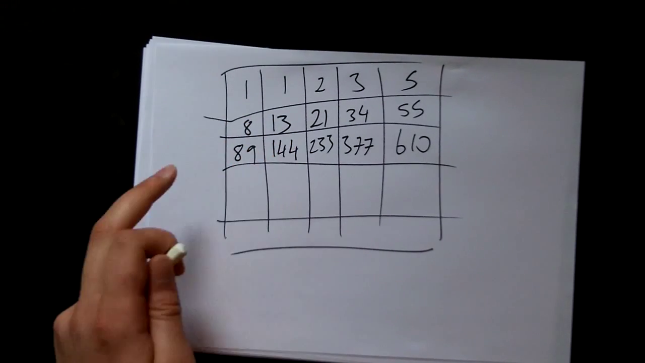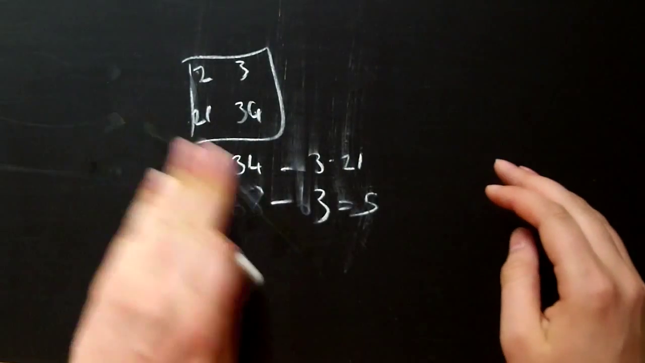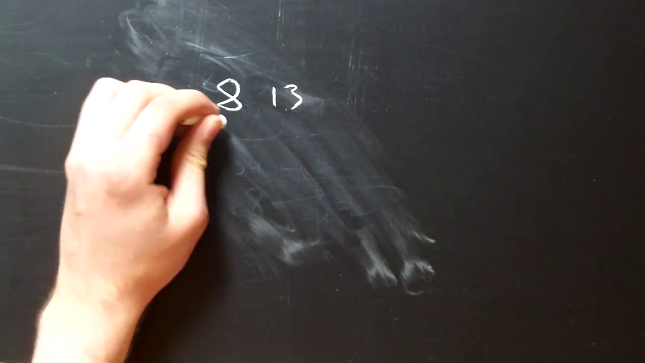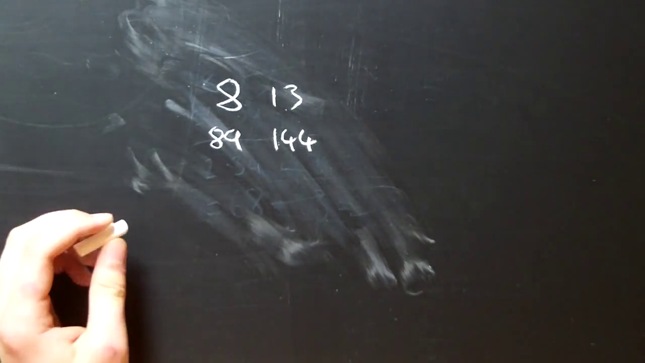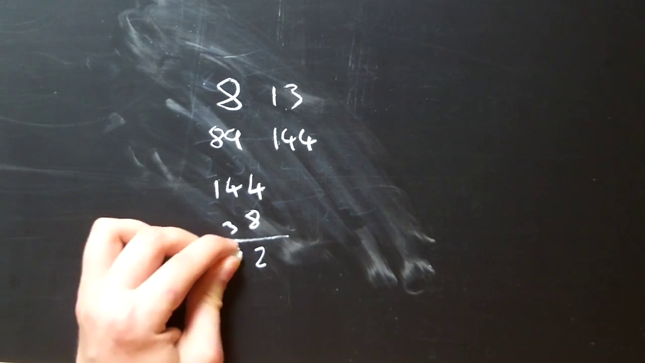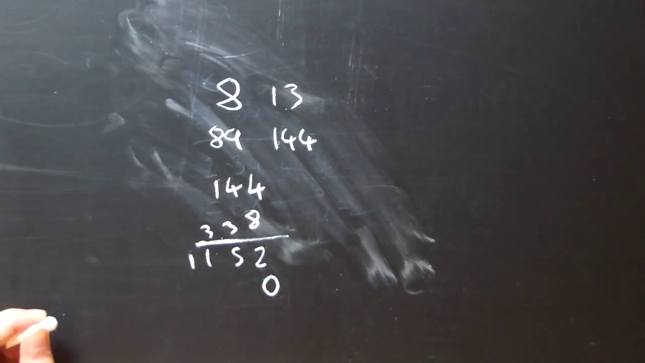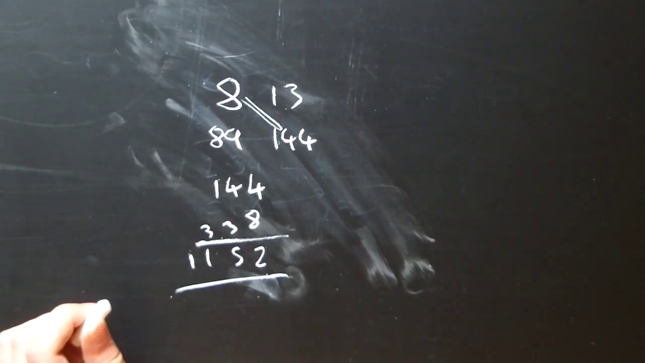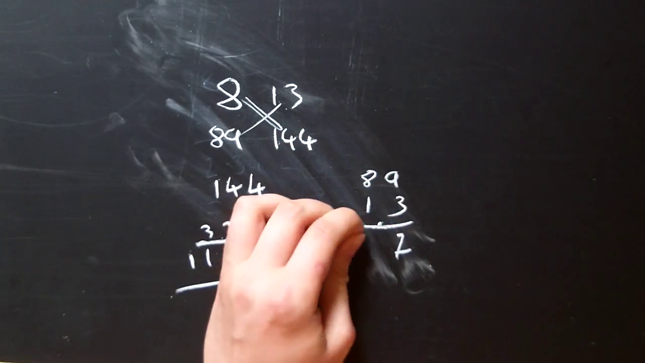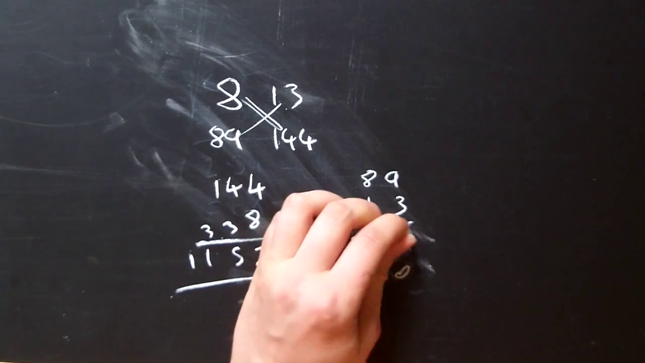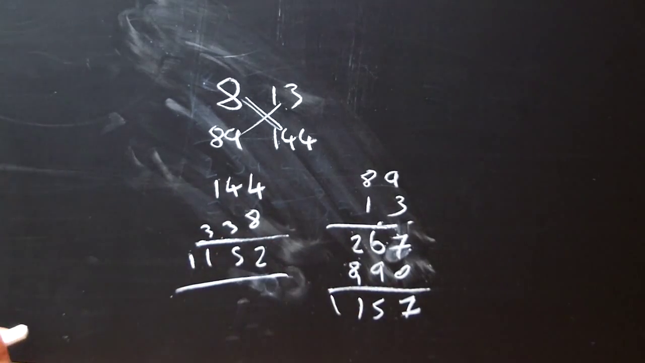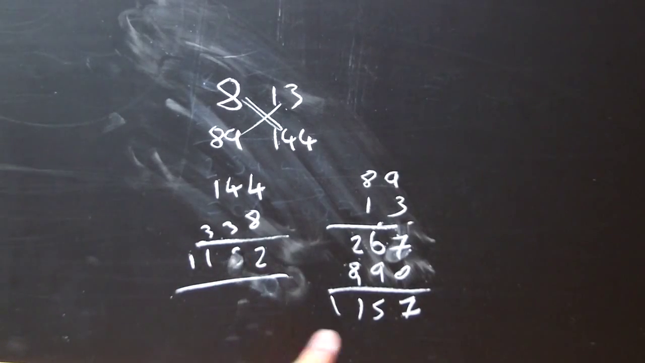This one, 8, 13, 89, 144. So that last one was 5, and now what I'm doing, 8, 13, 89, 144. If I multiply these out, I'm going to do this longhand, just so I don't make a mistake. That's 8 times 144. Now I want 89 by 13, which is 1157. So 1152 minus 1157.